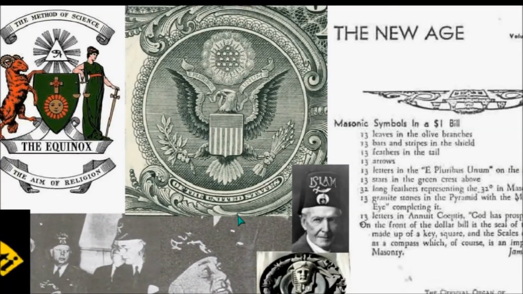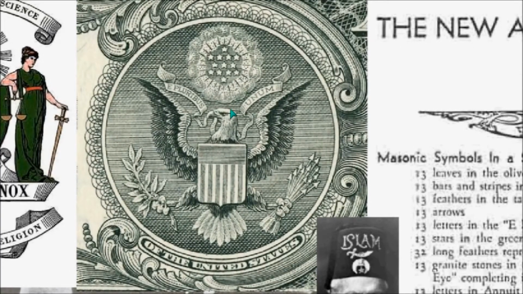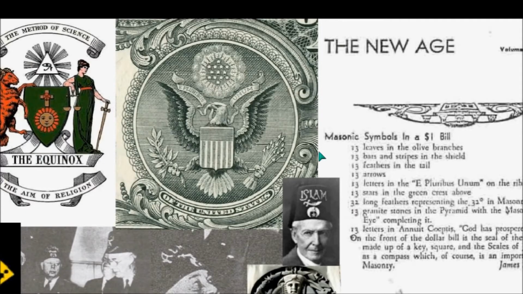Now, the front of the dollar bill was placed by Freemasons, and so there's the number 13. Now, with the exoteric meaning, the outside meaning is that the 13 colonies were founding this nation. I believe it's not a coincidence that we had 13 colonies that founded this nation, but we have 13 leaves, 13 berries, 13 arrows, 13 stripes, 13 letters in E pluribus unum, 13 stars up above.